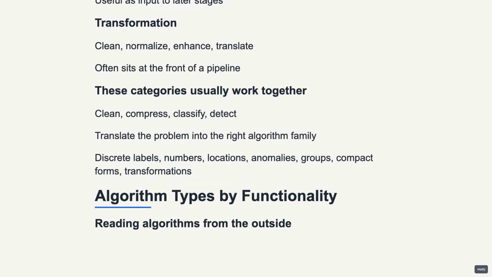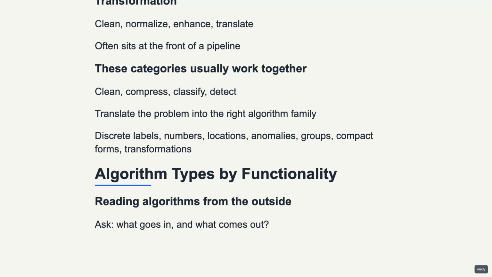The outside view starts with input and output, not internals. That perspective helps you match a real task to the right family before you spend time comparing architectures. A functional view asks a simple question: what does the system receive, and what does it produce? Once you think that way, the shape of the answer often points straight to the algorithm family you need.